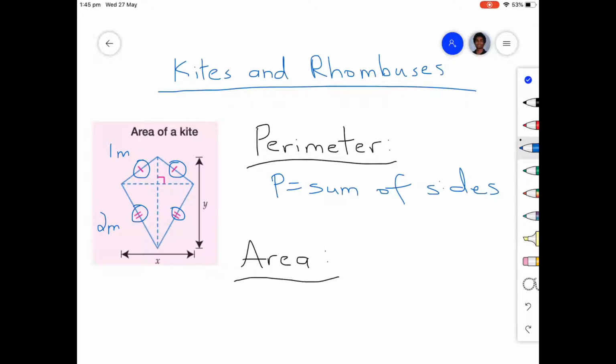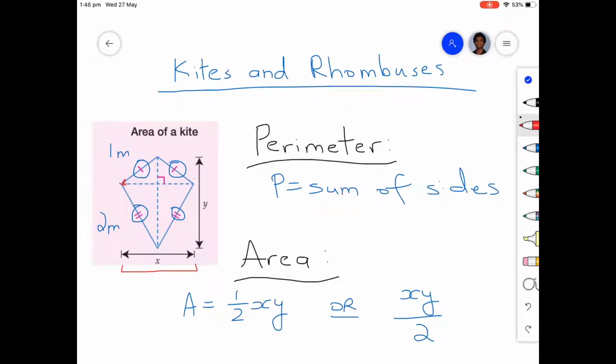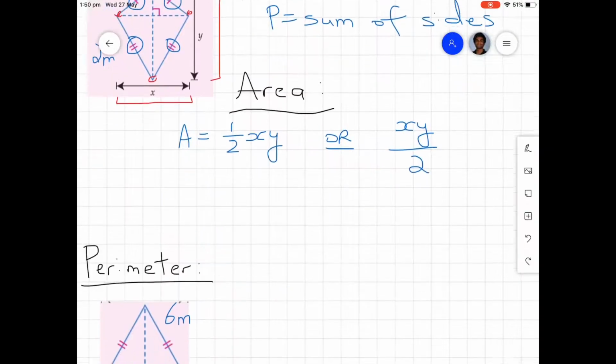Now when we calculate the area of a kite, we use the formula area equals half xy, or xy over 2. What the x value actually means is, if you imagine a Cartesian plane or a graph, the x-axis is the horizontal axis. So this line at the bottom here, from the left point of the kite all the way to the right point of the kite, is our x value. Our y value then, just like on a graph, is from the very top to the very bottom of our kite. So when we have those two values of x and y, we multiply them together and we divide by 2. Let's do some examples now.